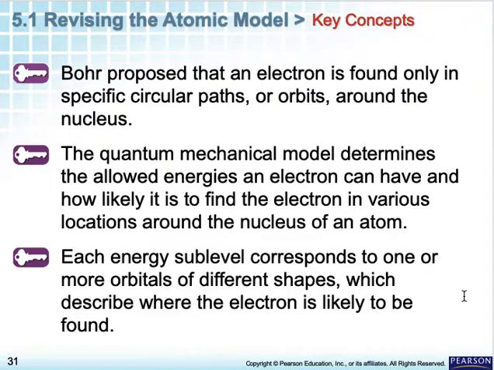Oh, we're at the key concepts. So Bohr proposed an electron is found only in specific circular paths called orbits around the nucleus. The quantum mechanical model now gives energies in terms of probability, or regions of space around the nucleus, and these are now called orbitals, and they have different shapes. You are expected to know the shape for the s and the p orbitals.